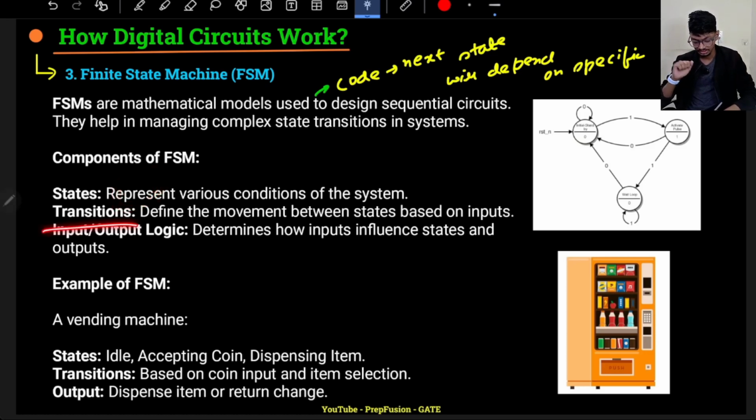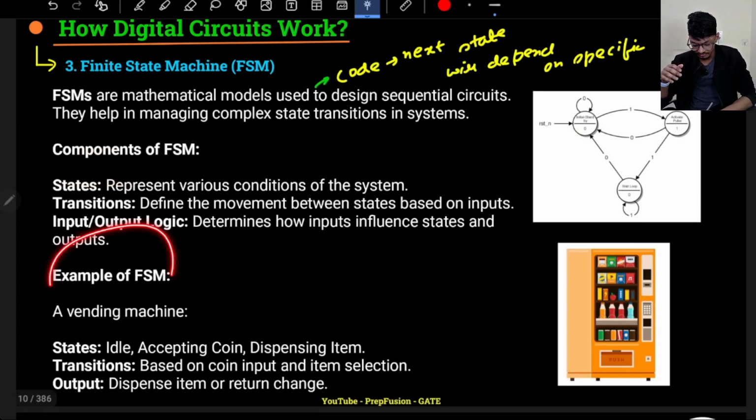Okay, then transitions. So if I'm hungry, then what I will do, I will take food from the fridge and I will eat the food. So the transition is I'm going to the fridge and taking out the food. What is the output? Output logic is I'm eating the food, something like that, okay? Just giving you an example. Don't worry, we'll do this FSM at the end. This will be in module 2, okay?